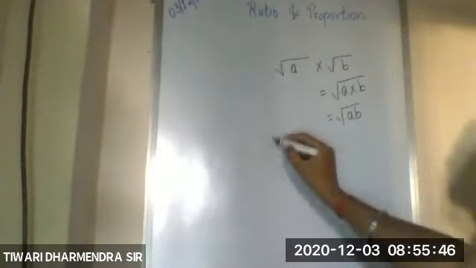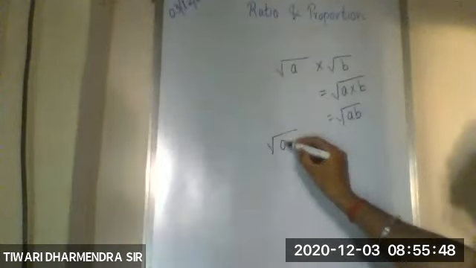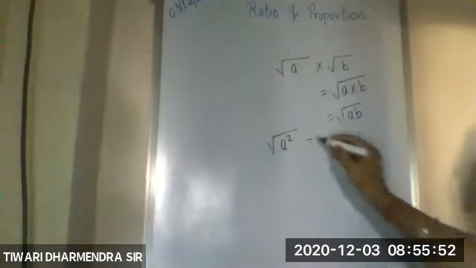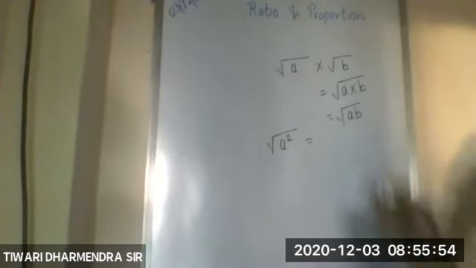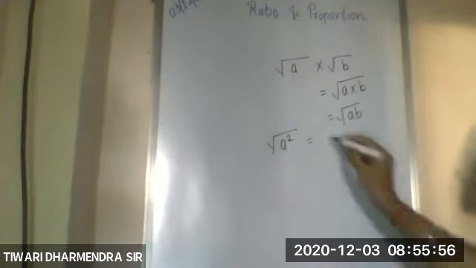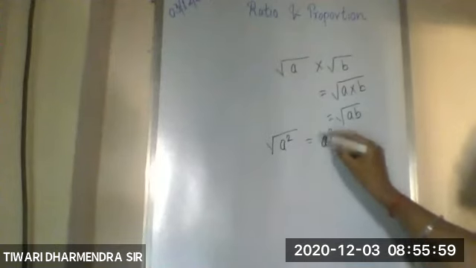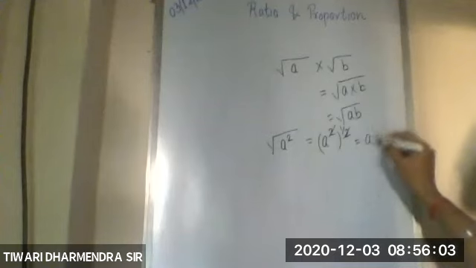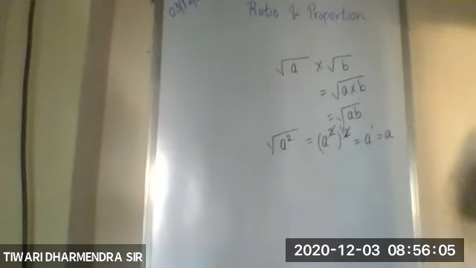Also, root of a square: we cancel the square and root. How is it possible actually? If we have a root, it means we have a half in the power. So this can be written as a square raised to half. 2 gets cancelled. What remains? A raised to 1, which is nothing but a. We should remember this as well.